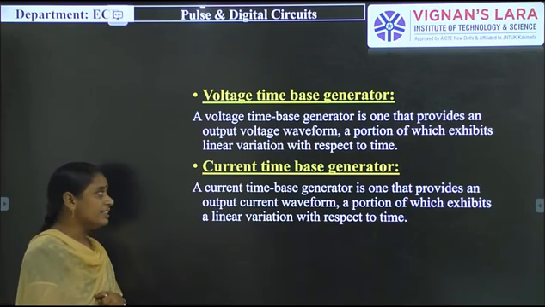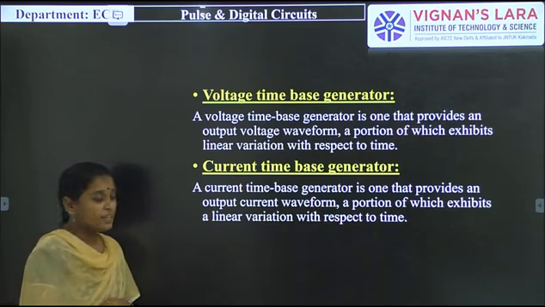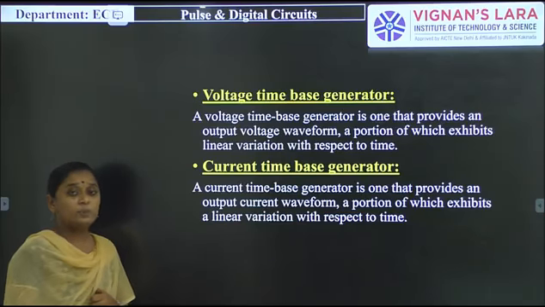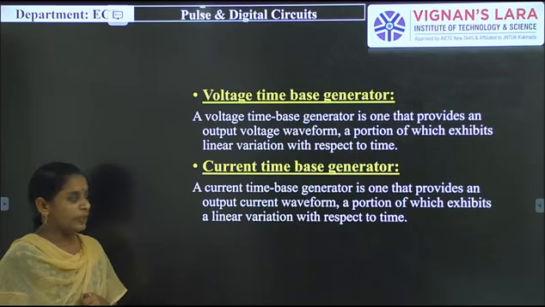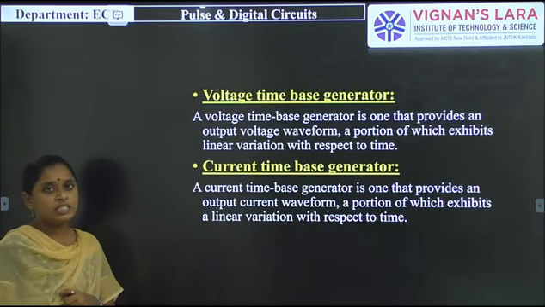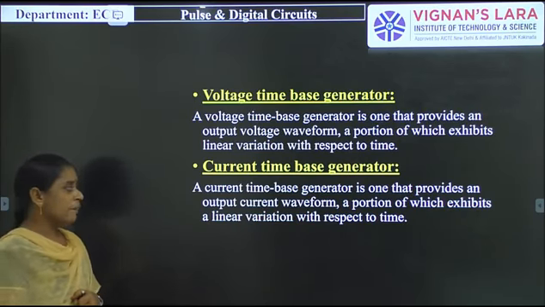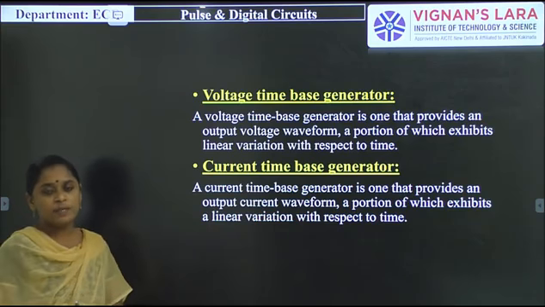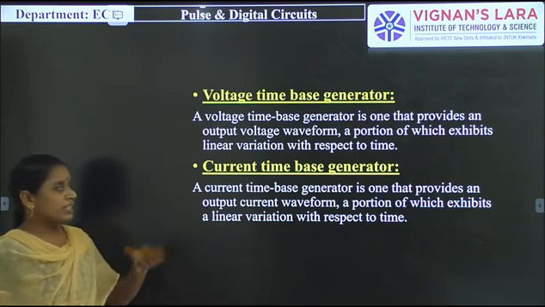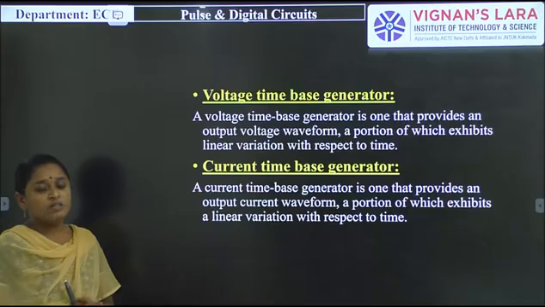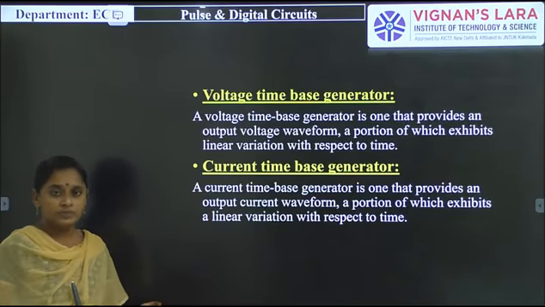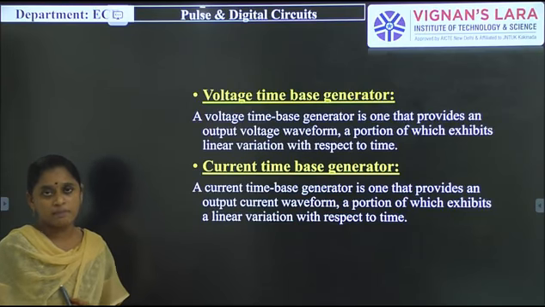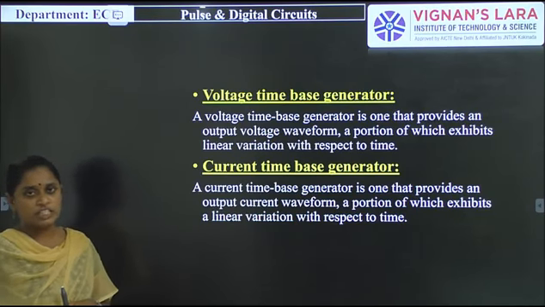Next is the current time base generator. A current time base generator is one that provides a current waveform as output. Here the output will be a current waveform, a portion of which varies with time. The difference between these two is that in the first one the output signal is a voltage signal, and in the second one the output signal is a current signal. That is the only difference between these two.